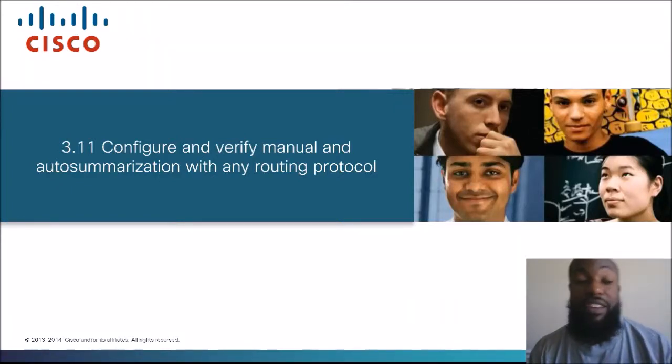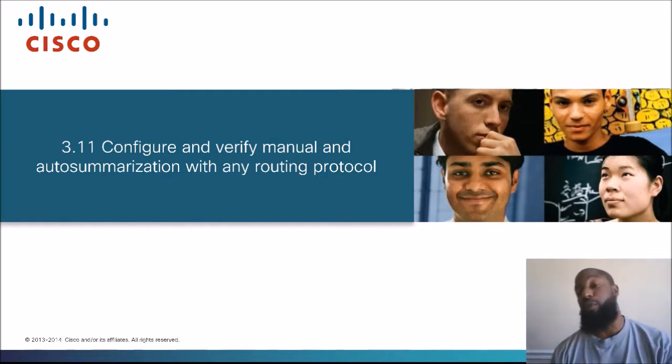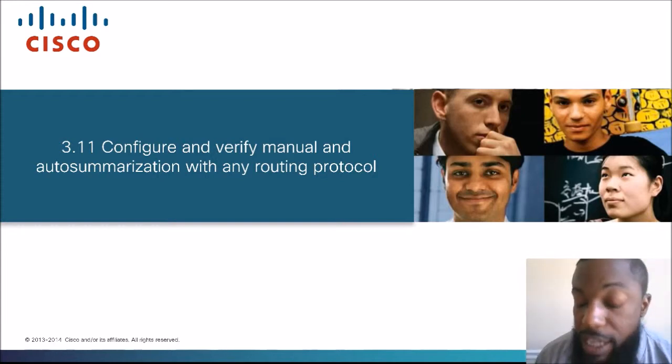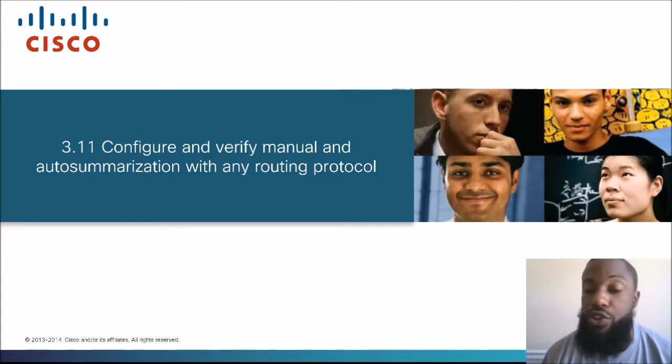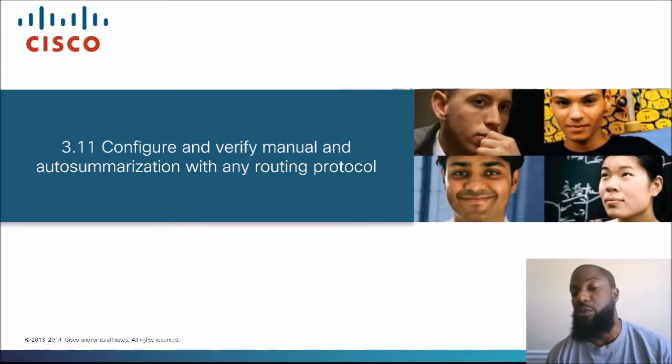And today's topic is section 3.11, configure and verify manual and auto summarization with any routing protocol. This is a topic in the CCNP ROUTE exam, code 300-101 version 2.0. Let's take a look at the exam blueprint, see where we came from and where we're headed.